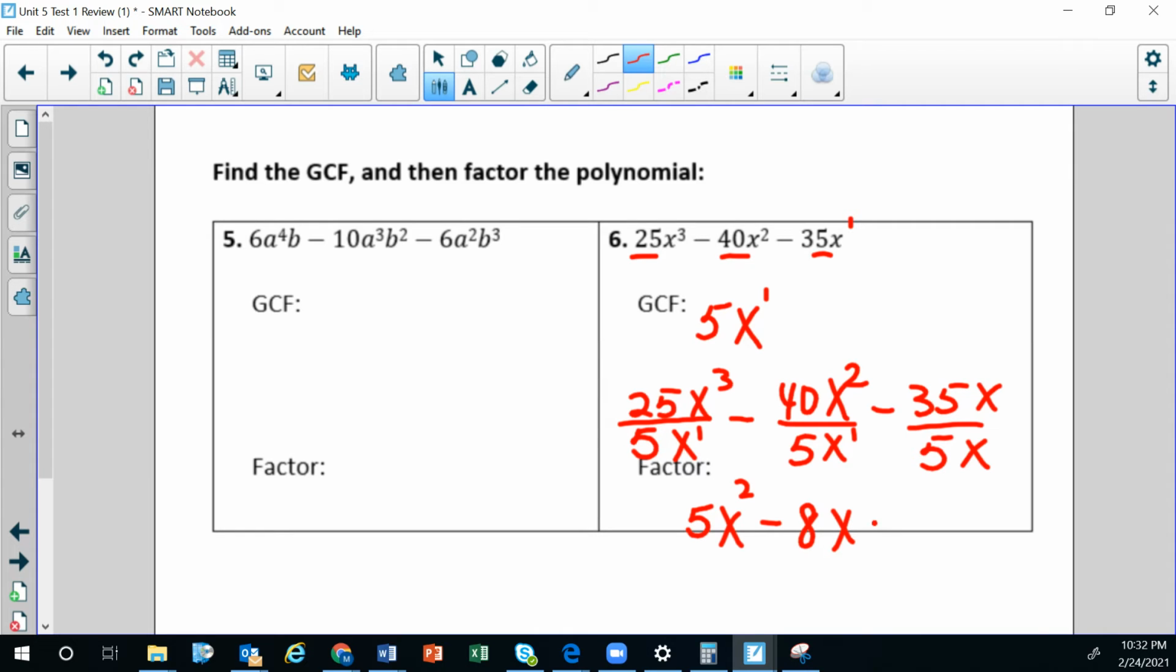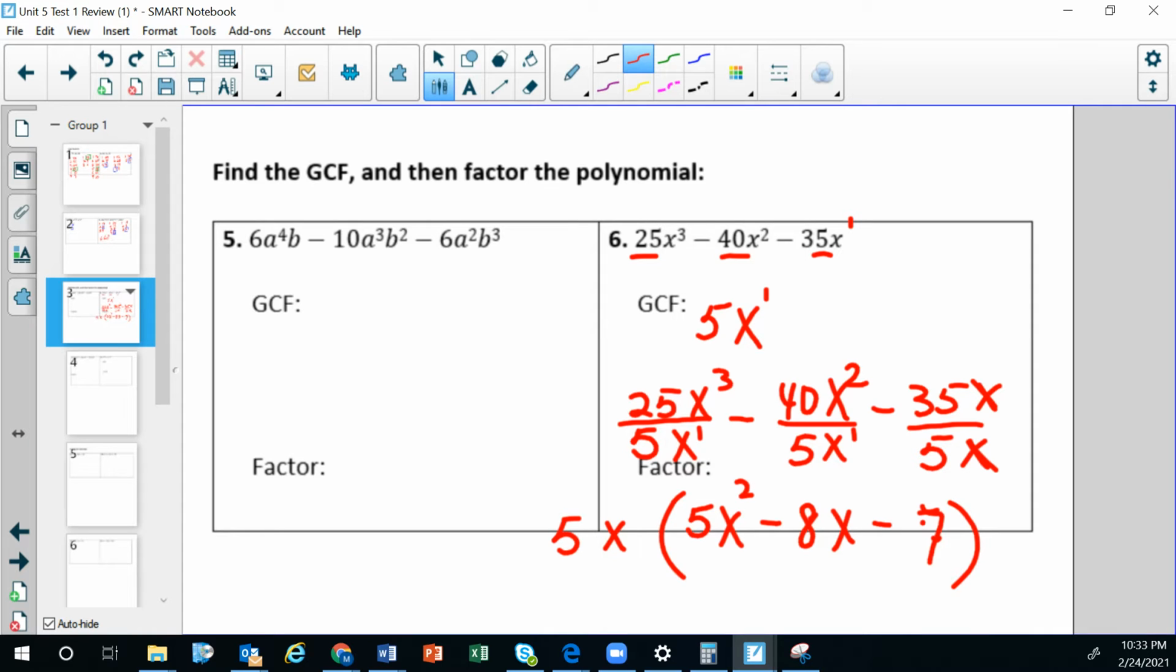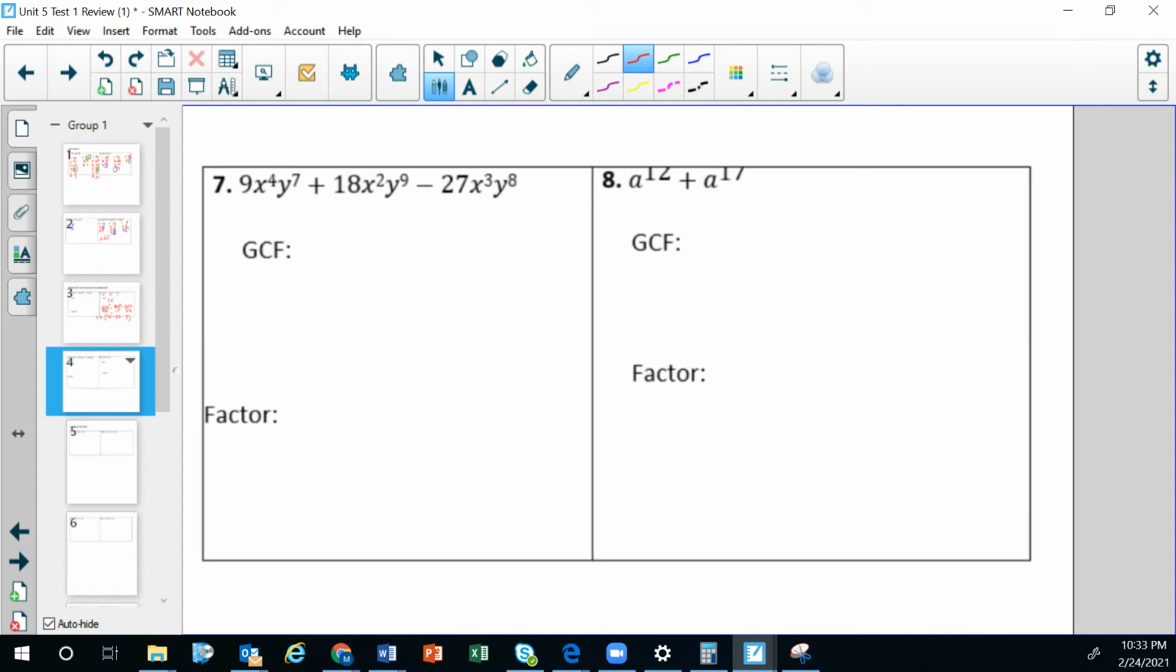And then for the last one, 35 divided by 5 is 7, and the x cancels out. So I'm just leaving it with 7. And then my answer is, you put it in parentheses and put the GCF next to it, 5x. So that's your answer right there. Okay, that's number 6. All right, let's move on.